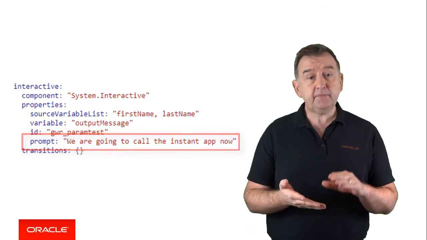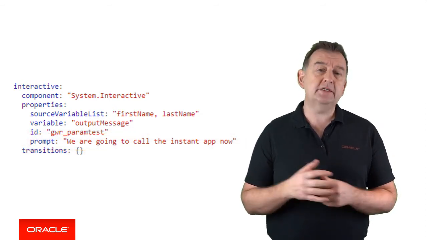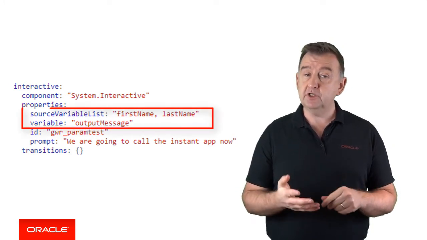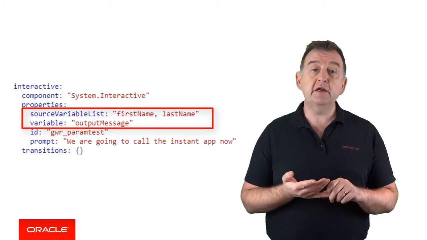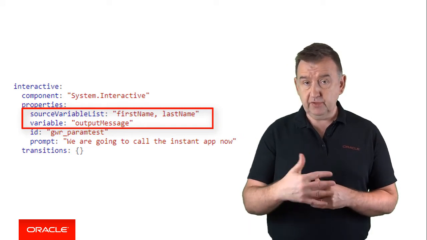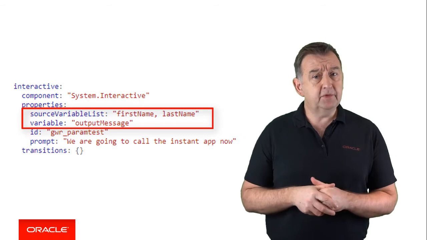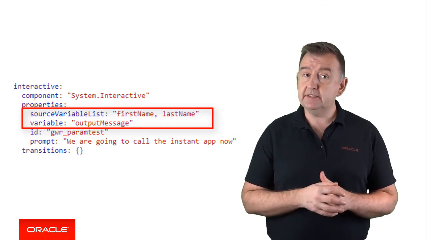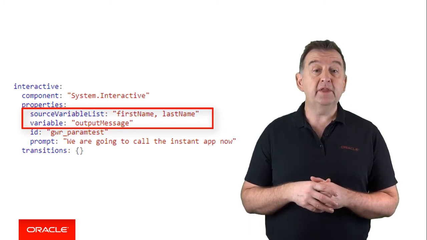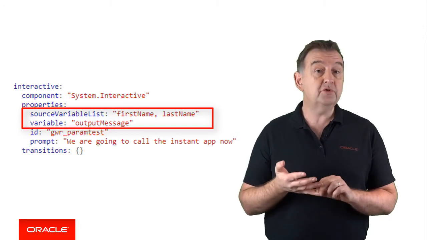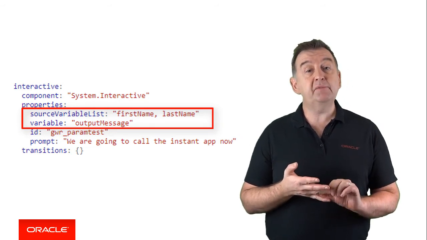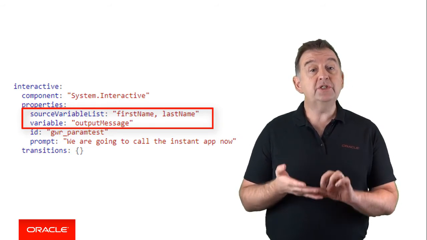The next two properties deal with the passing of data from the bot to the instant app and back from the instant app to the bot. Firstly, source variable list is a list of variables that you've already declared in your dialog flow, and you'll probably have set the value of these variables in previous steps. You can give these variables any name you wish. However, as we'll see in a minute, the name of the parameters within the instant app must match the name of the variables. That way, the instant app knows which source variables should map to which parameters in the instant app.